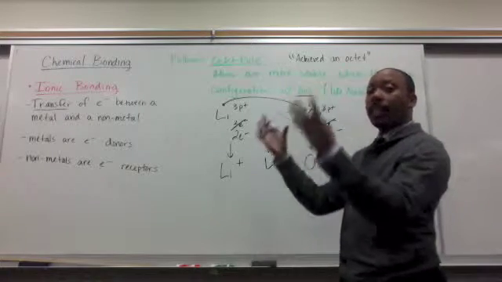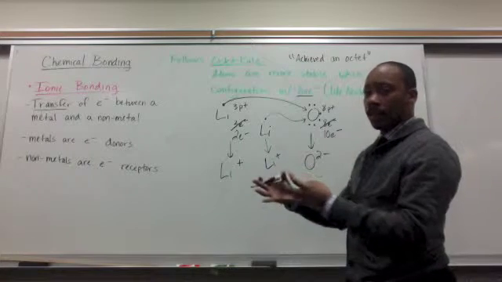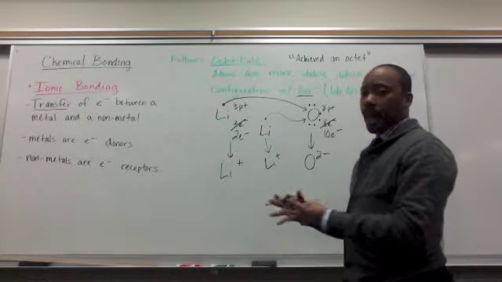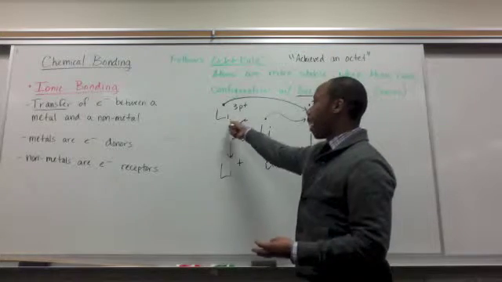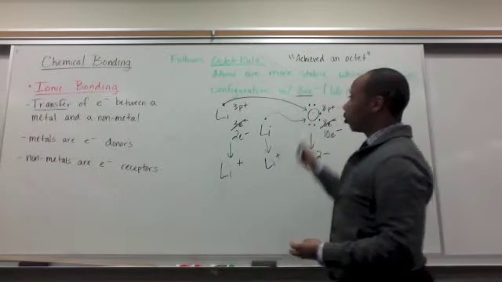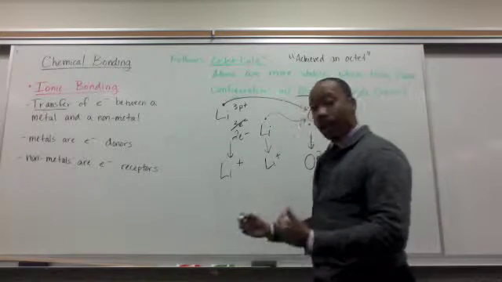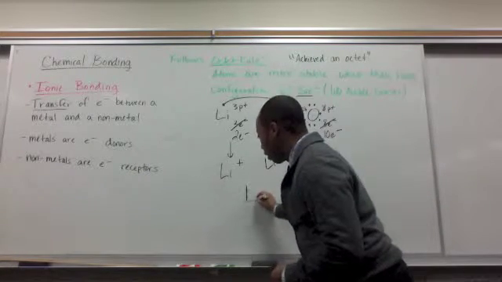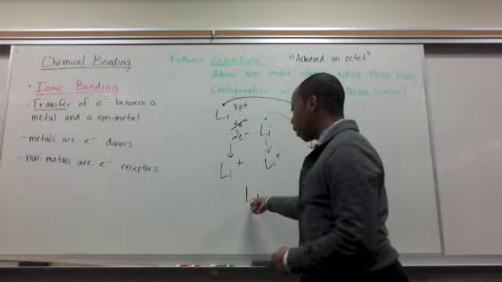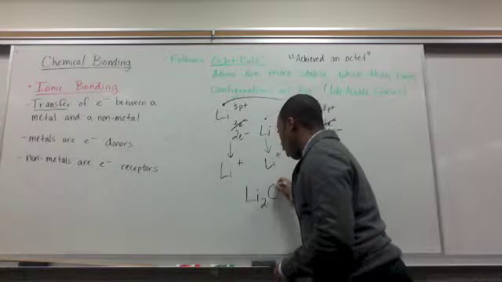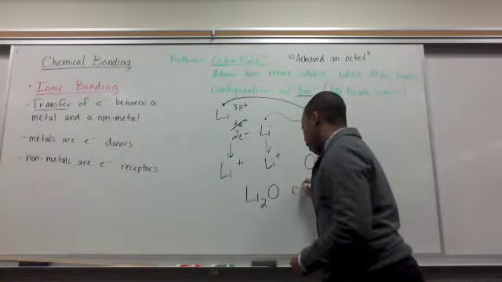So when I'm trying to figure out what chemical formula they make, or what ratio they react in, I can say there are 2 lithium ions, or 2 lithium atoms, for every 1 oxygen in order for it to achieve its octet. So how I write that is Li2O, meaning 2 lithium atoms for every 1 oxygen. This would be known as the chemical formula.